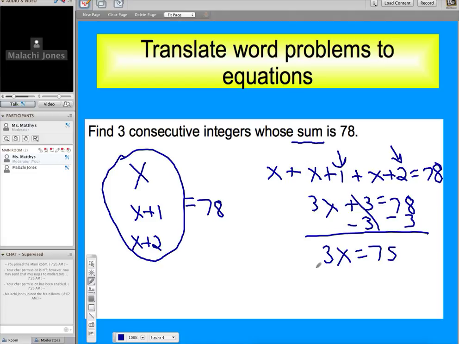All right, now I've got the 3 attached. How would I move that 3 to the other side? Divide it on both sides. And x equals 25. Very good.